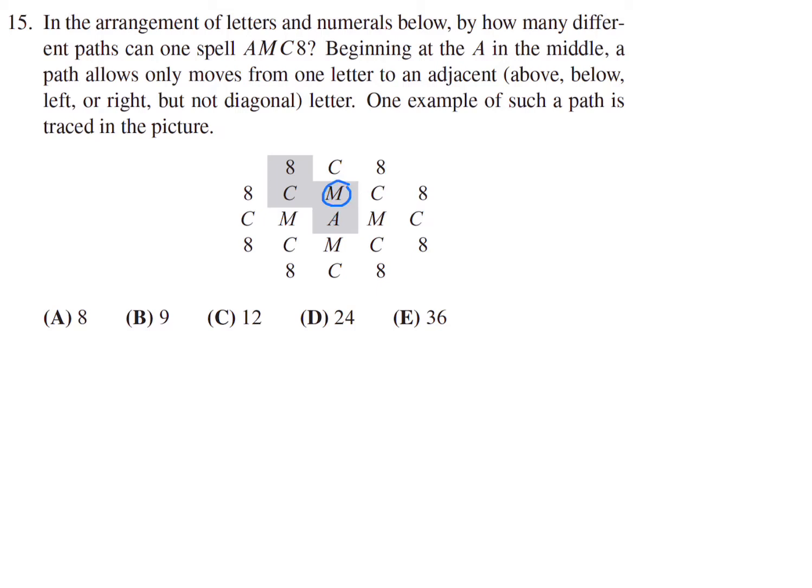So it looks like for each of these M's I get 6. And because of the symmetry of this diagram, this will give me 6, this will give me 6, and that will give me 6. So 4 times 6, which is 24, is the total number of paths. So number 15, the answer is D.